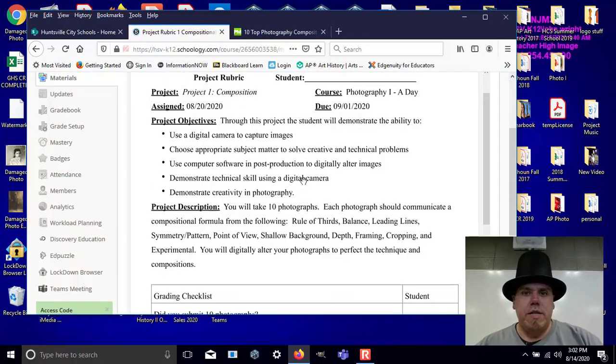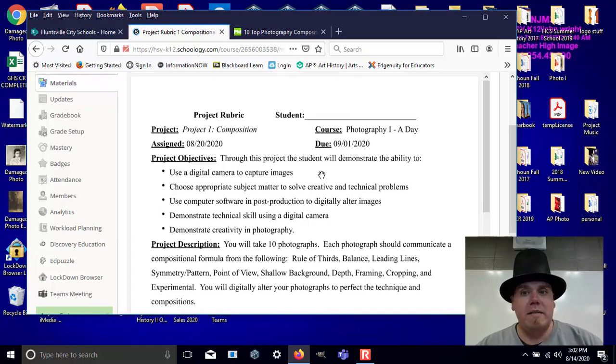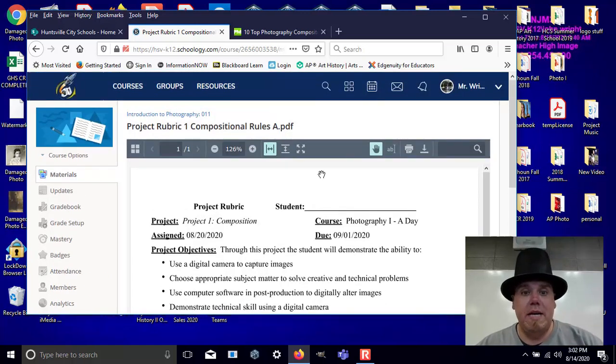Back to the rubric for a second. You notice that it's not due until this due date, so you have a significant amount of time to get this finished. Now, in the meantime, I'm going to be talking to you about some of the fundamentals of photography and camera operation, and those fundamentals, the basics of editing. So we're going to be beginning that next week as well.